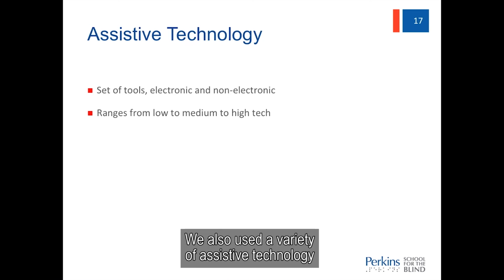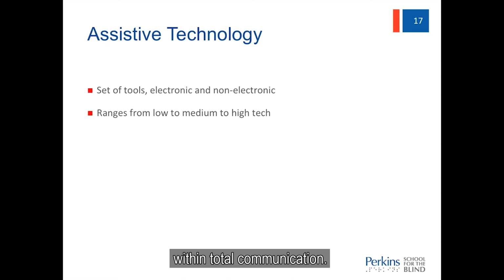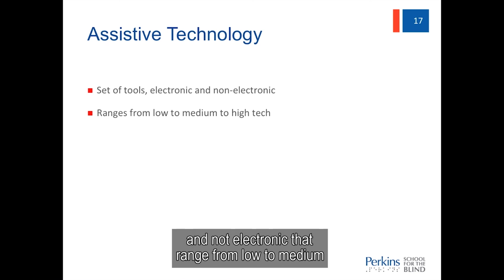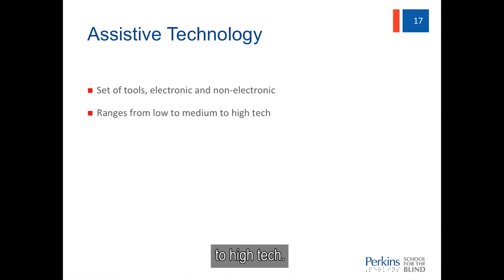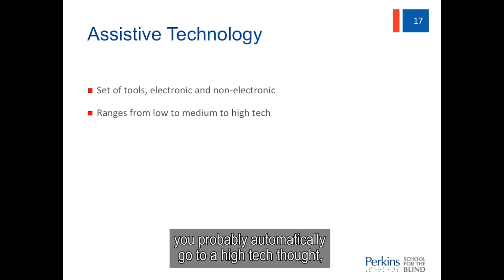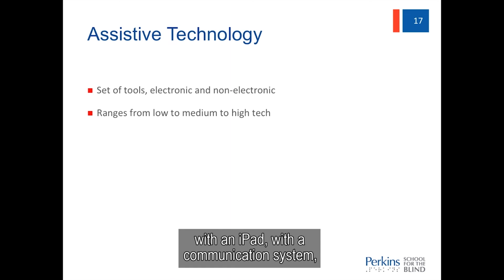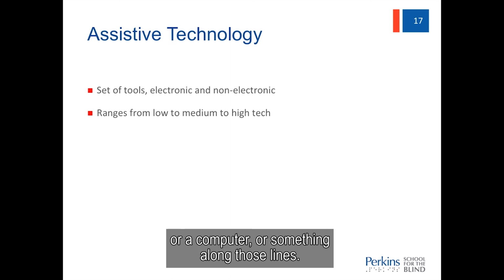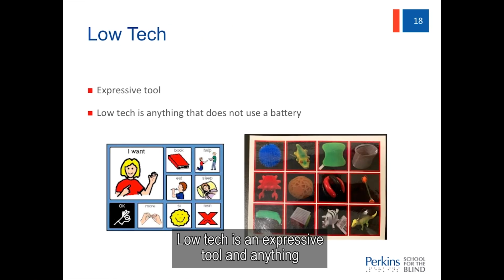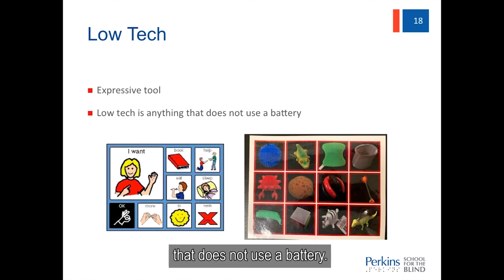We also use a variety of assistive technology within total communication. Assistive technology is a set of tools that are electronic and non-electronic that range from low to medium to high tech. When you first hear assistive technology, you probably automatically go to a high-tech thought, with an iPad with a communication system, or a computer, or something along those lines. But assistive technology actually starts with low-tech. Low-tech is an expressive tool and is anything that does not use a battery.